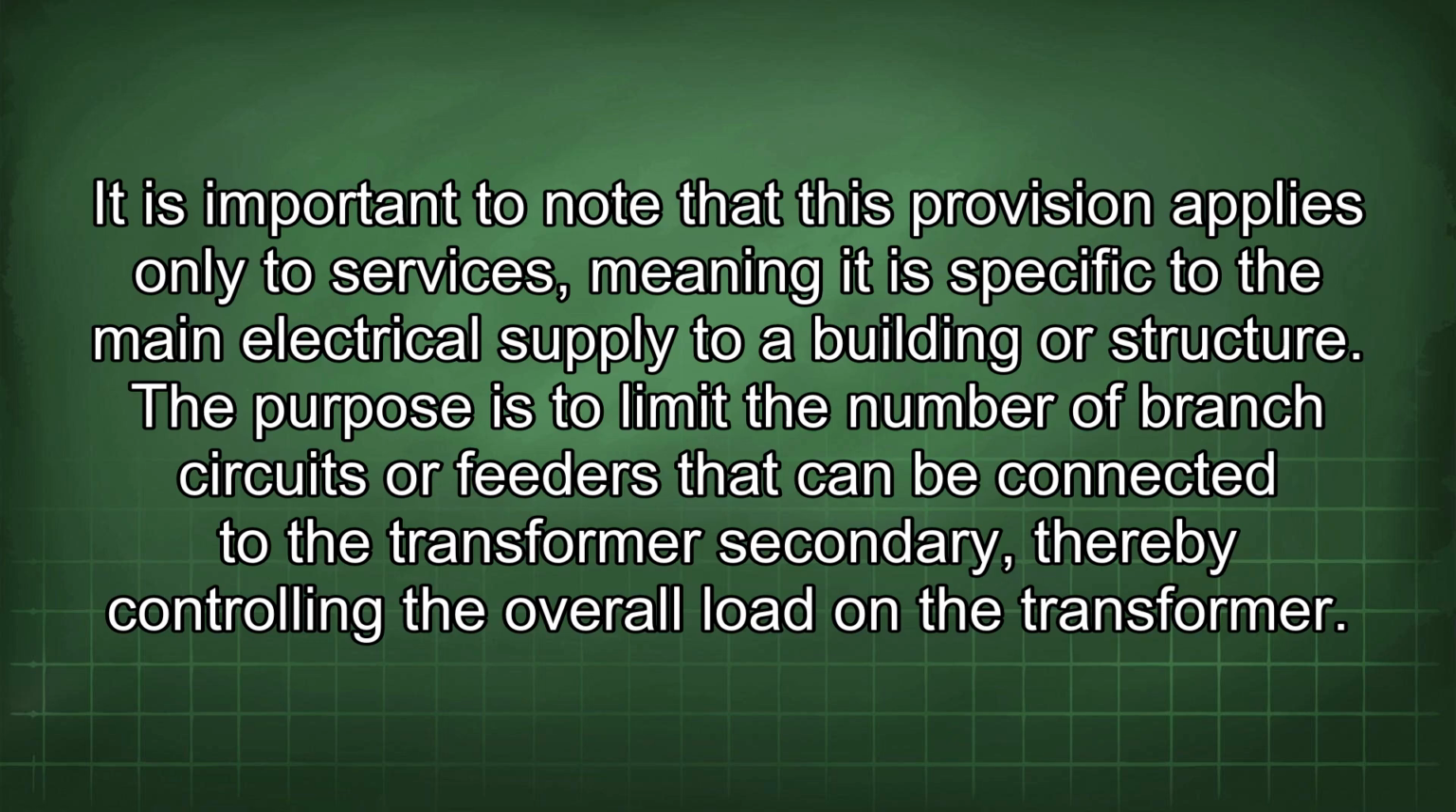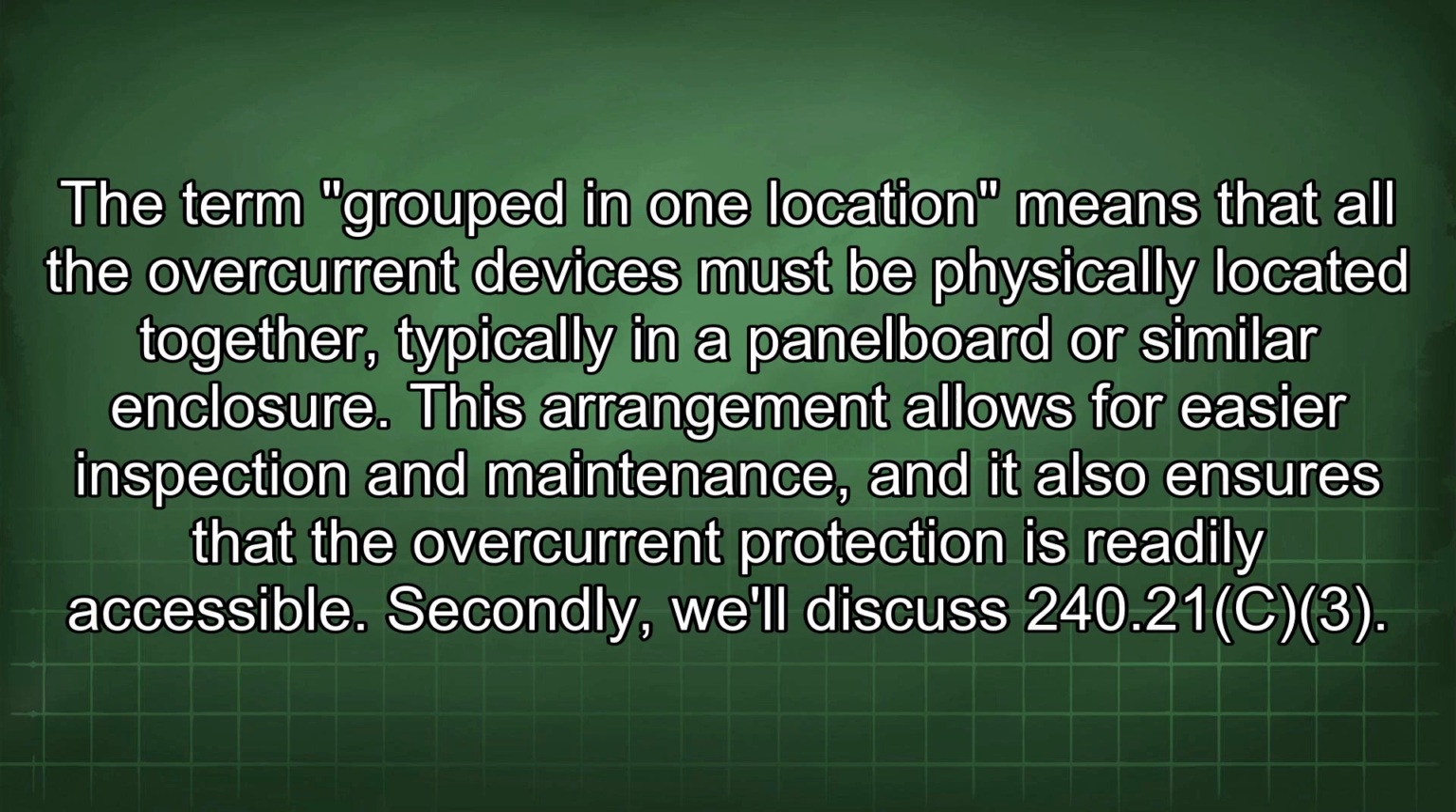The purpose is to limit the number of branch circuits or feeders that can be connected to the transformer secondary, thereby controlling the overall load on the transformer. The term "grouped in one location" means that all the overcurrent devices must be physically located together, typically in a panelboard or similar enclosure. This arrangement allows for easier inspection and maintenance, and it also ensures that the overcurrent protection is readily accessible.